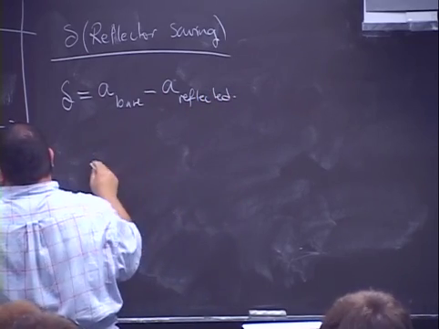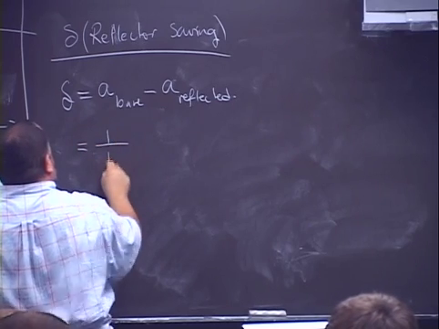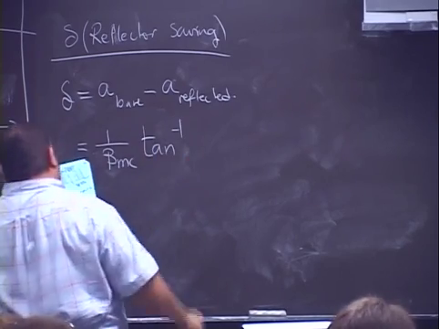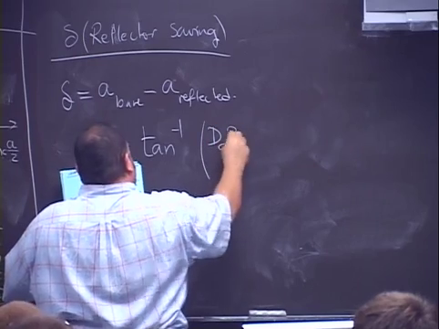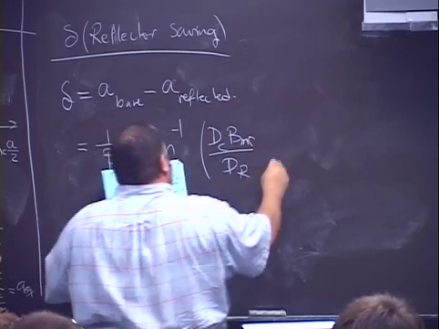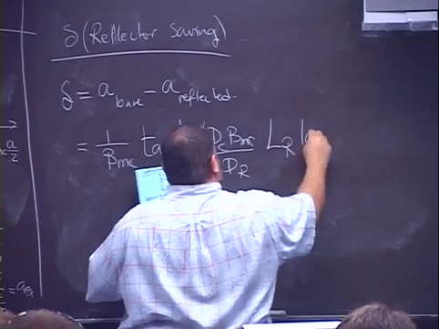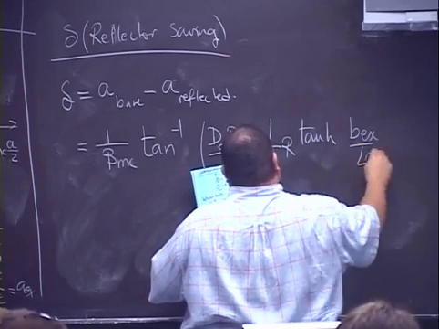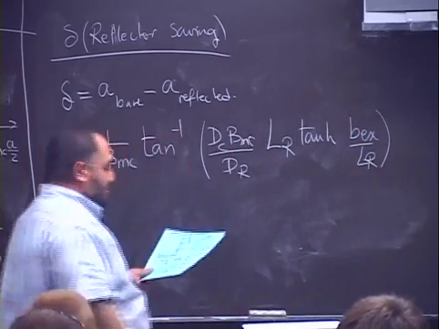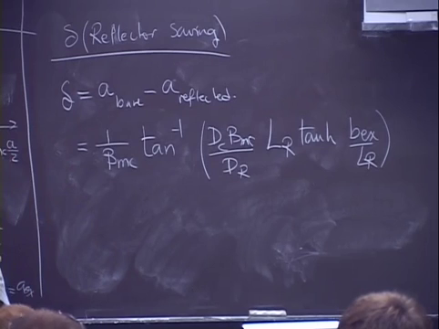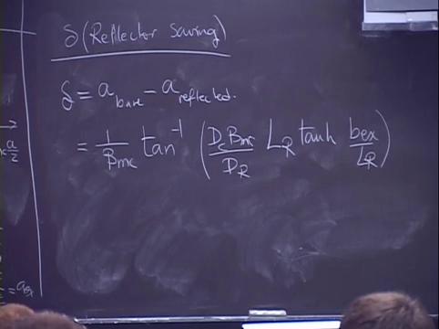If you do this calculation, this will give you 1 over the material buckling inside the core multiplied by the inverse tangent of D in the core times B_mc divided by D in the reflector, multiplied by L in the reflector, the hyperbolic tangent of P extrapolated over L_R. That's it. Very simple equation. Everybody is happy. Now, when we did all the calculation for this chapter, we assumed that we have what?